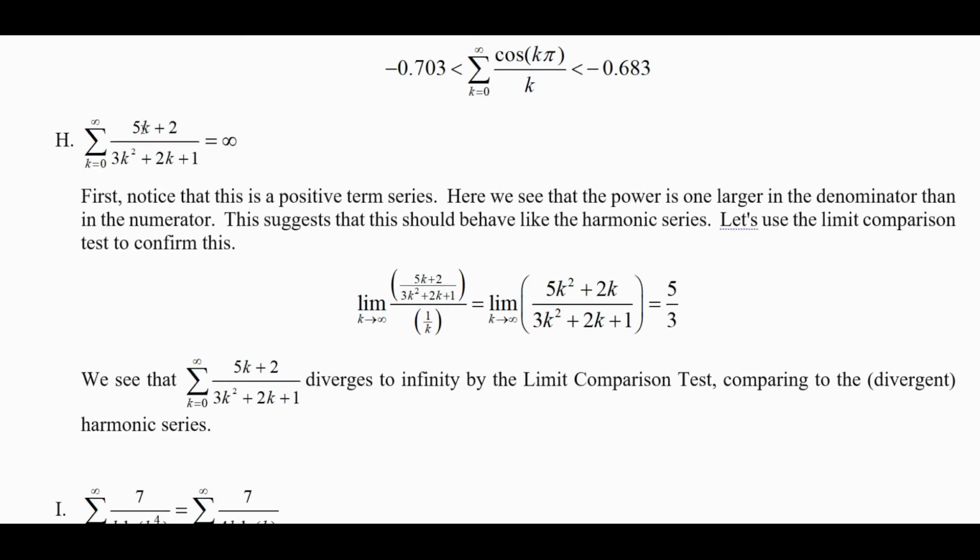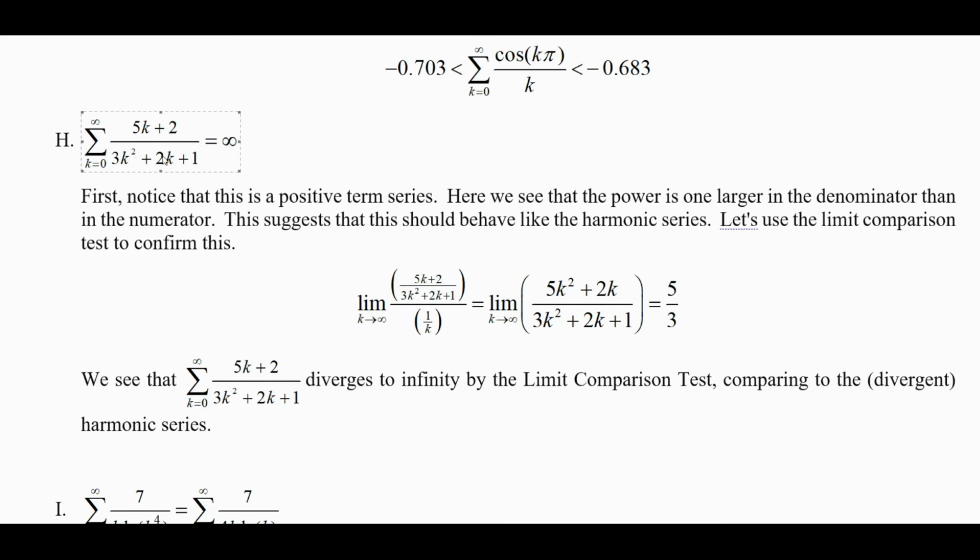Okay, the next one. We have this nice little rational function here. And when you have a rational function, just look at what's happening with the leading terms. If you ignore the 2 and the 2k plus 1, and factor out a 5/3, it looks like k over k squared, or 1 over k. So this should probably diverge. If we could get the inequalities going the right way, we might be able to try a direct comparison test, but it's going to be easier to do a limit comparison test.